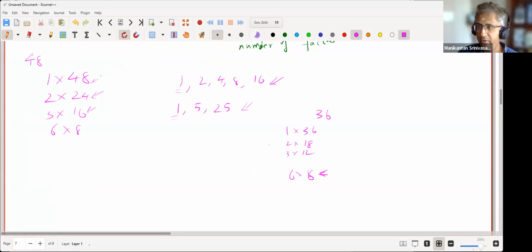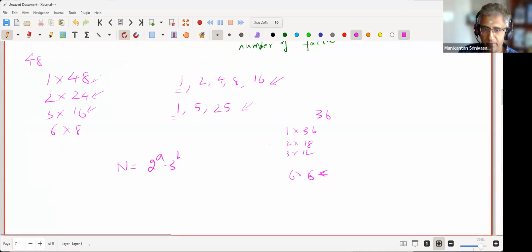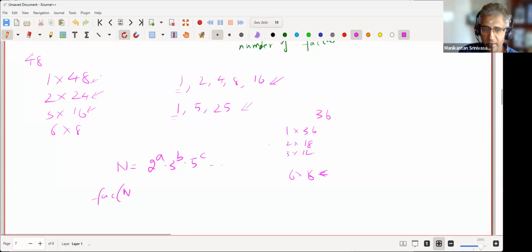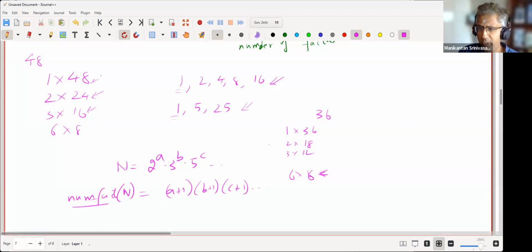Okay. Another way to look at it is, we discussed this last class. If I have any number n, if I write it as 2 power a times 3 power b times 5 power c, and so on. Now, we know the number of factors of n, Numfac, the number of factors of n, is (a plus 1) times (b plus 1) times (c plus 1) and so on. Vishwita, were you there for the last class? Do you remember doing this? The number of factors for a number n is the product of one more than each of those powers.